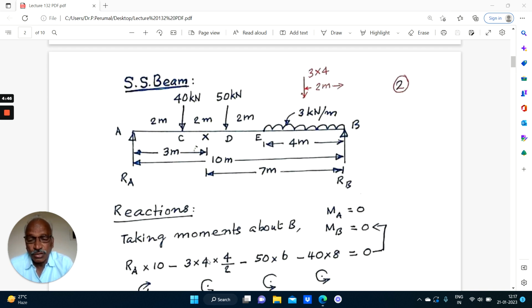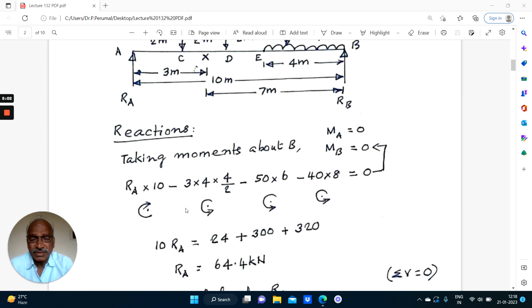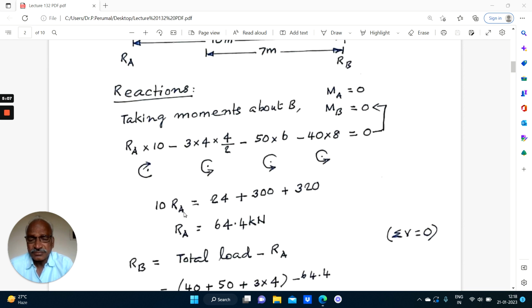So 3 into 4, since we are taking moment about the point B, therefore into 4 by 2, minus 50 into 6 meters up to the point B, minus 40 into 8 meters up to the point B. So that is about these terms. Calculating, RA will be equal to 64.4 kilonewtons.